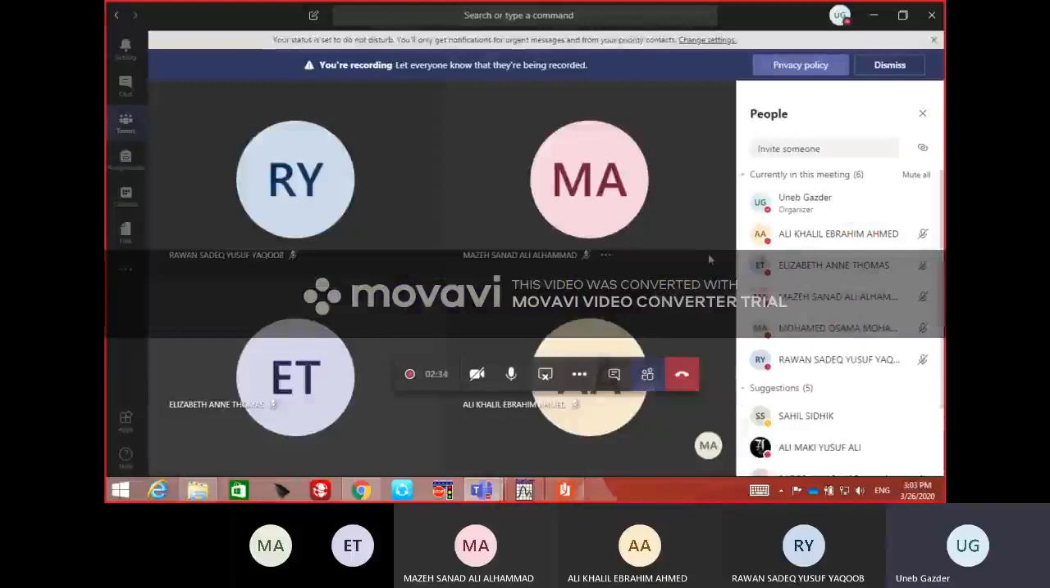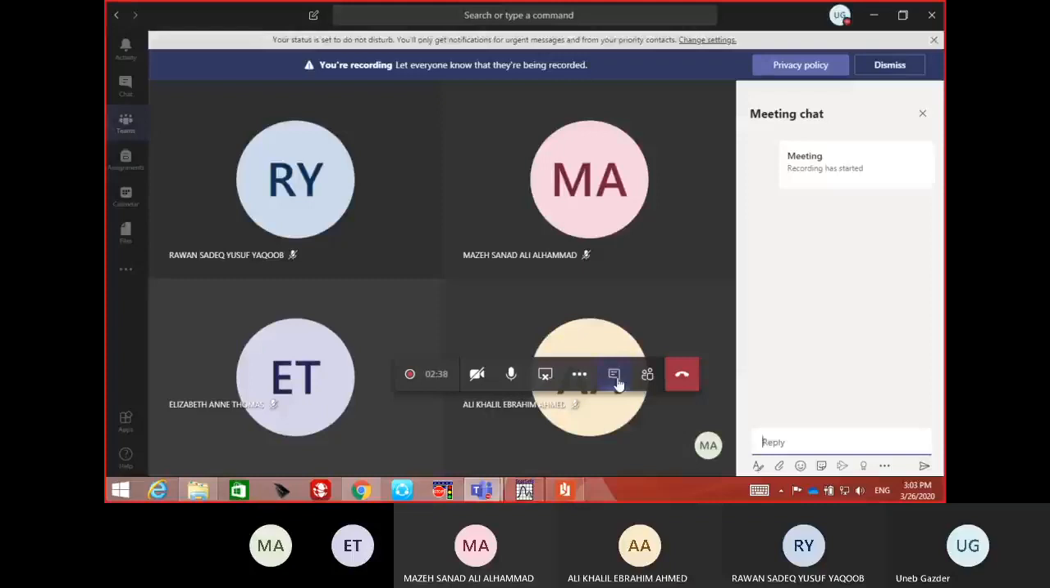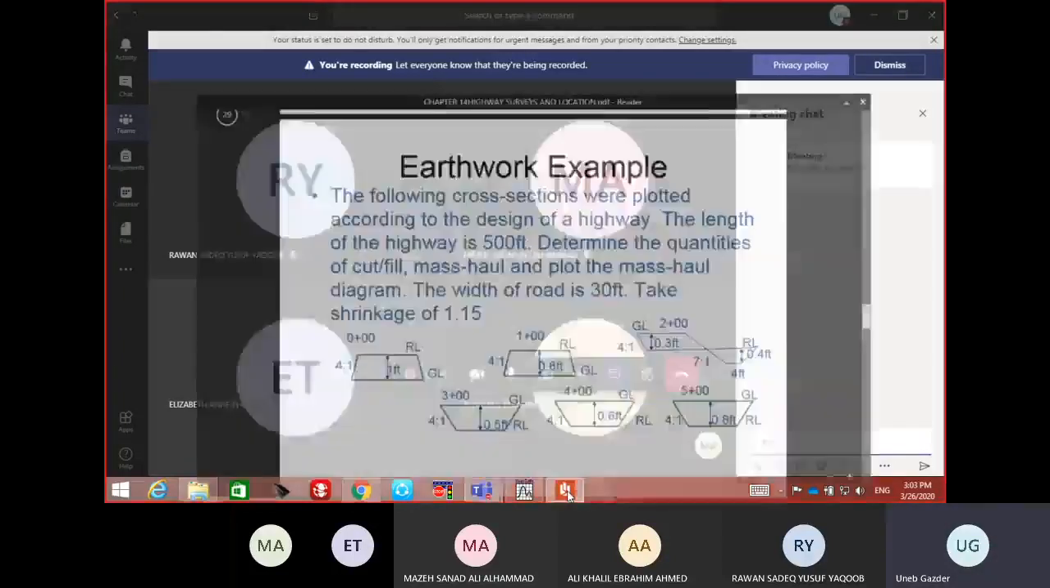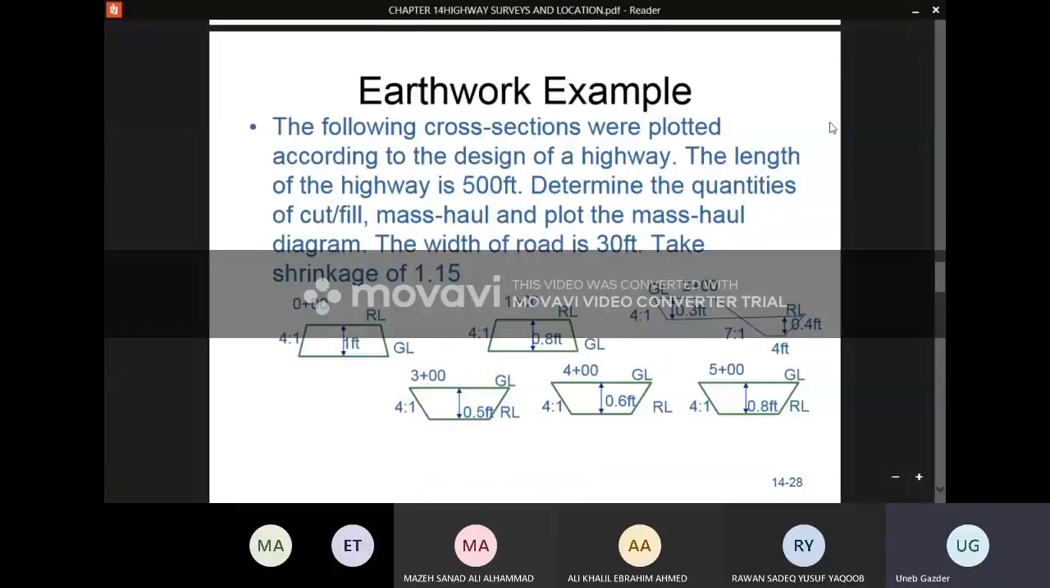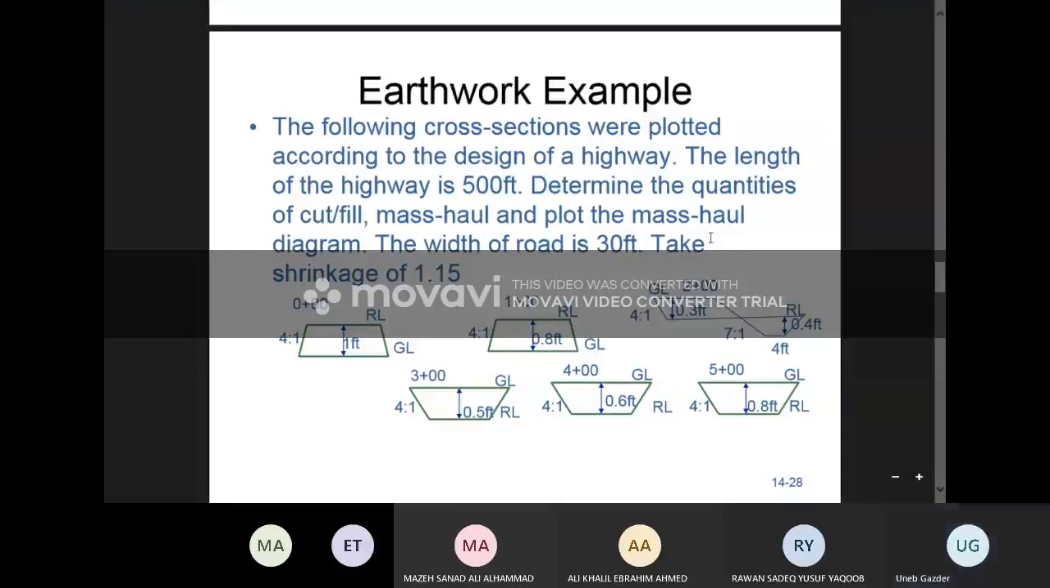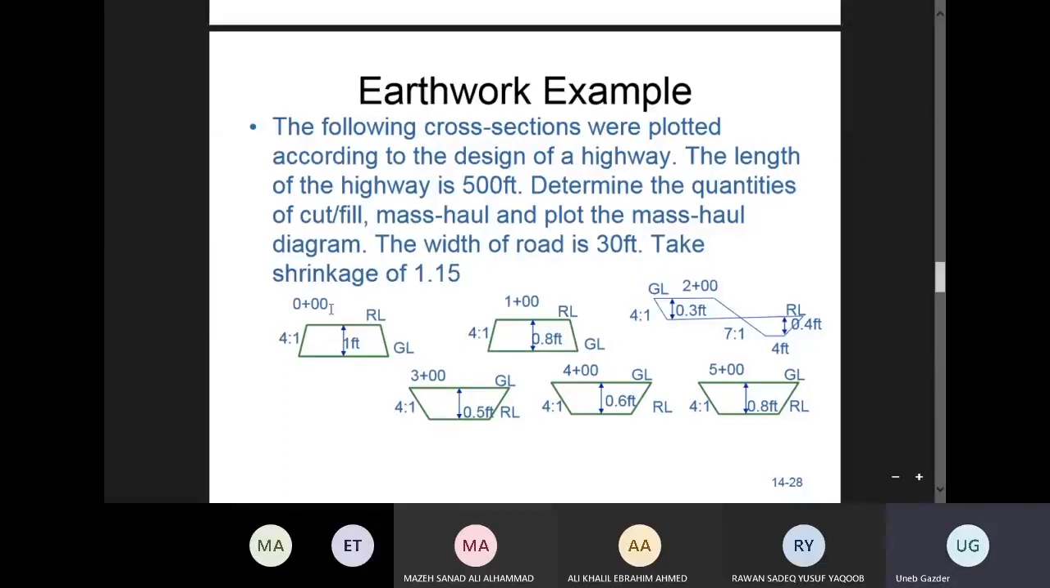This one was not in your book, so I have to add one from myself. This is a small one, but I will try to be as detailed as possible. There are some cross sections given for the road project. The length of the highway is 500 feet. So they have drawn cross sections.